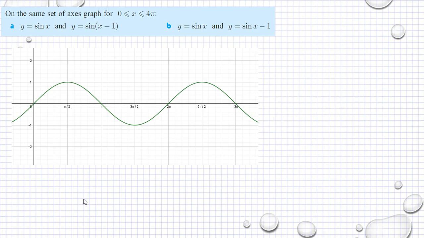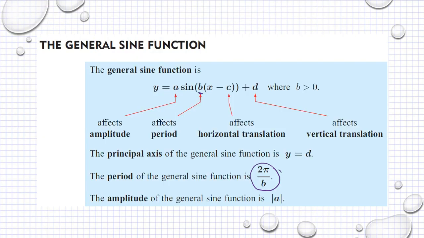Another example, on the same set of axes, graph up to 4 pi. We have only 2 pi here, but let's see. We have 3 pi here. I think it's enough. Okay, then it should be sine x. We have already sine x here. And the sine of x minus 1, what does the minus 1 do there? We have c there.